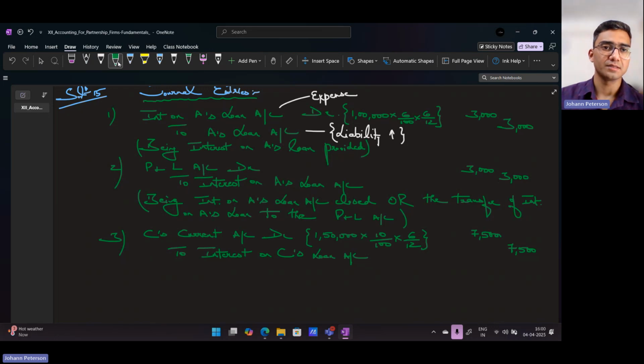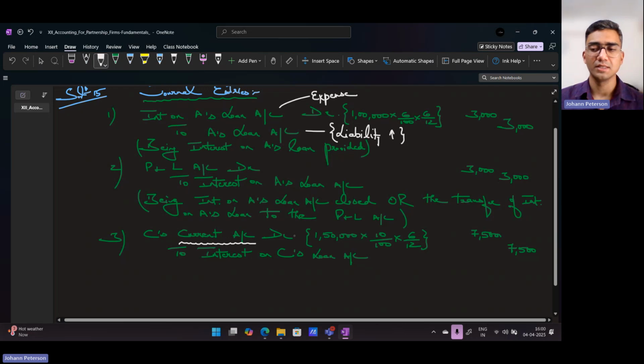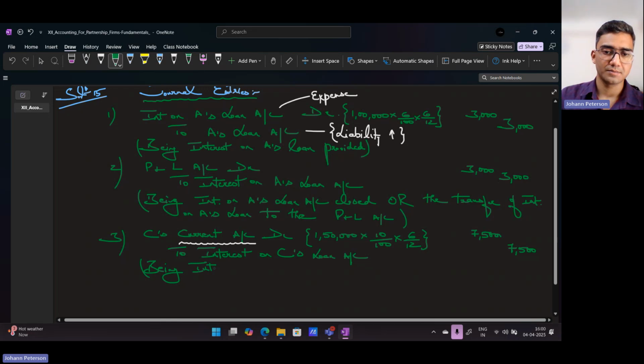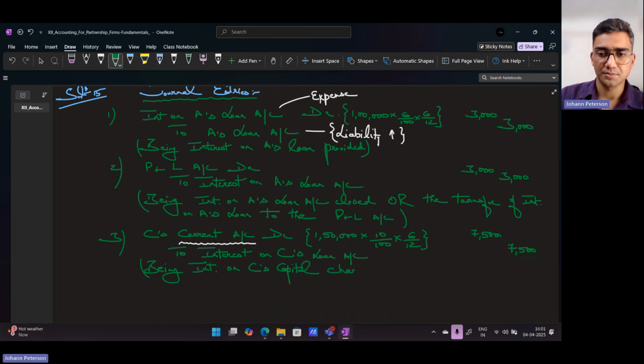So in this case, the difference is we debit the partner's capital or current account, depending whichever method we are following, either the fixed or the fluctuating method. So in this, since we are following the fixed method, we are debiting the current account. So our narration will be interest on C's capital charged.